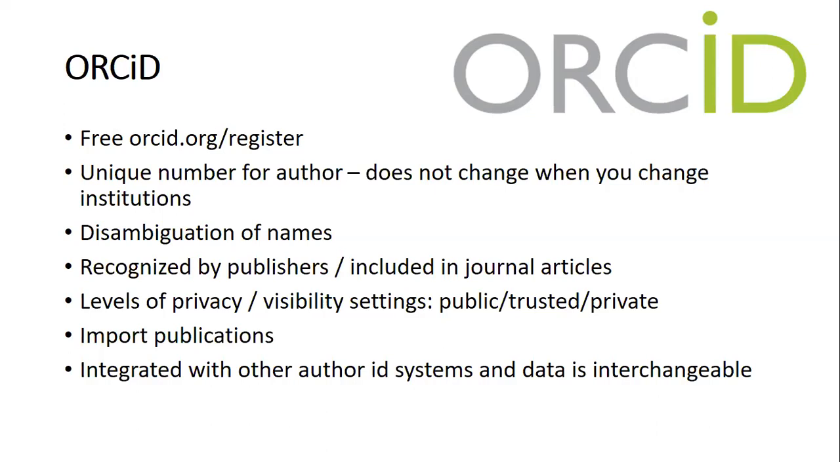It's now included on journal articles. Often next to the name, you'll see a little green asterisk, and that means they have an ORCID ID, and you can click on that and it hyperlinks to the profile of the author, and you can see all the rest of their articles if they have put them in.